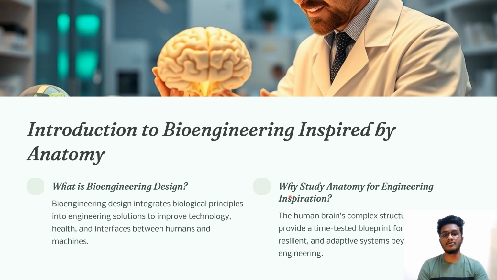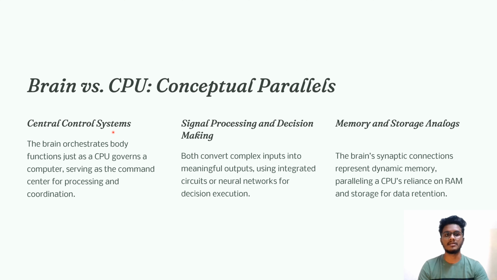The human anatomy of a brain is very difficult to understand. Brain versus CPU: conceptual parallels. Central control system. The brain governs body functions just as a CPU governs a computer, serving as the command center for processing and coordination.